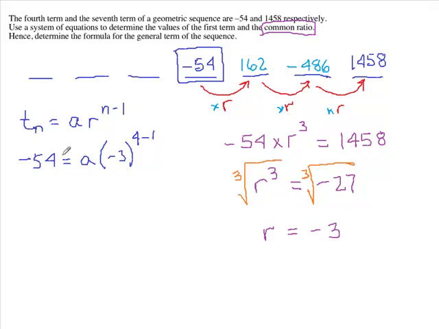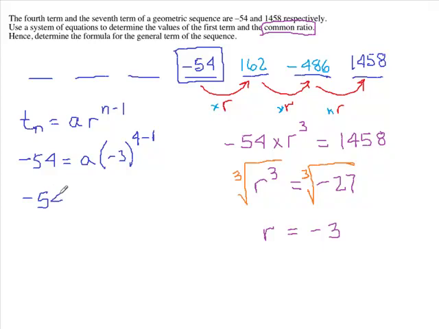because this is about the fourth term, this power is also about the fourth term. If we were using 1458, we'd put 1458 equals a times r to the 7 minus 1. So it's all about which term did you decide to stop at. In this case, fourth term, and then the formula throws in this minus 1 for us. So can we solve that?